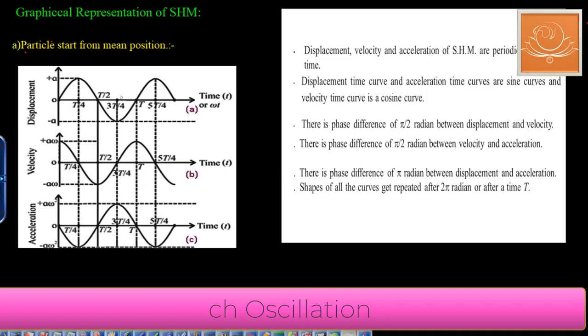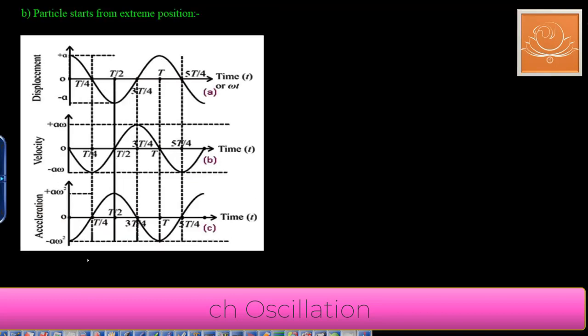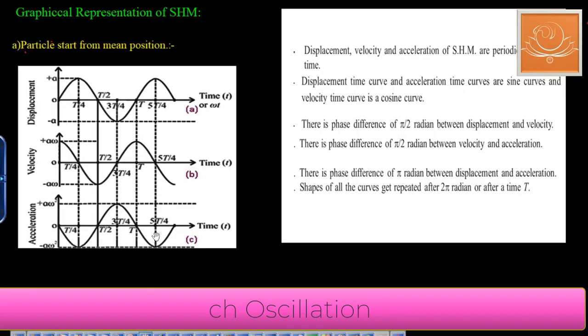These are the graphs for simple harmonic motion. The first graph is for a particle starting from mean position, and the second graph is for a particle starting from extreme position. Now how to draw the graph and what are the conclusions from this graph? Graphical representation of simple harmonic motion for a particle starting from mean position. Now how to draw the graph?